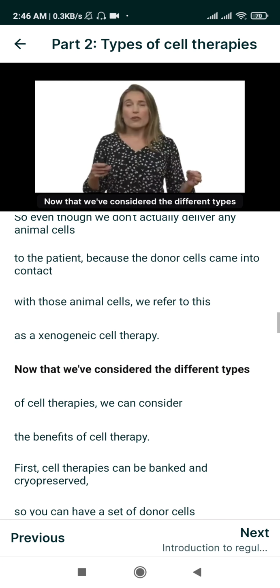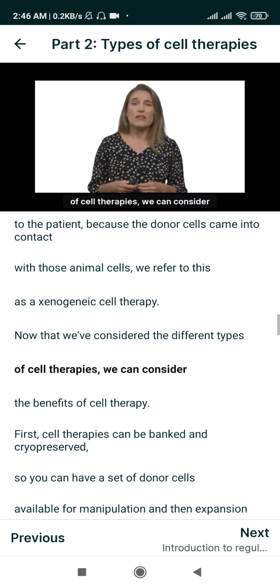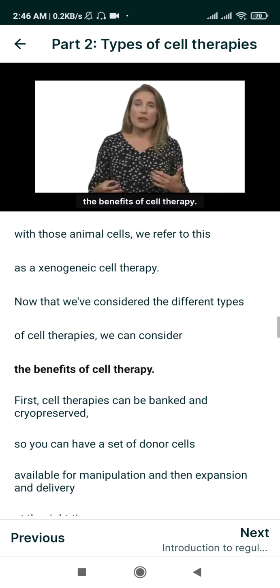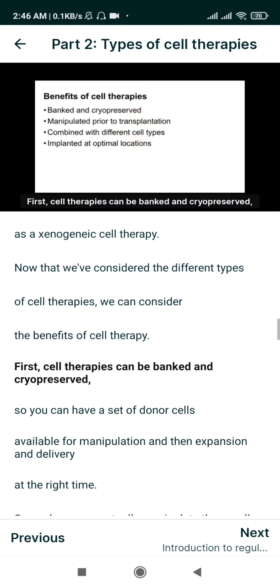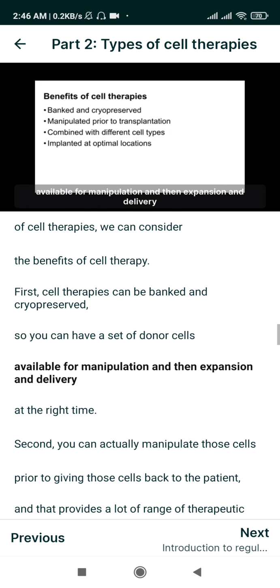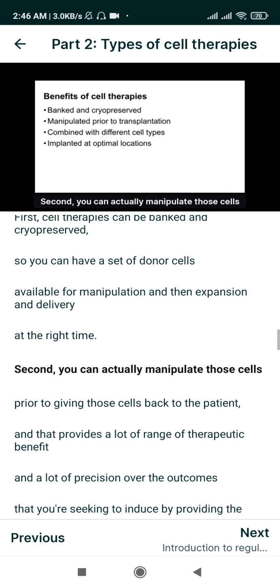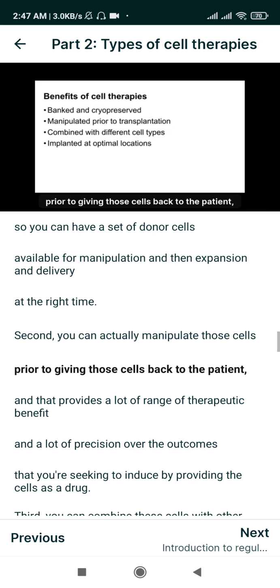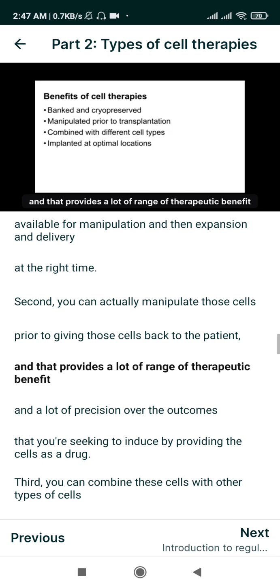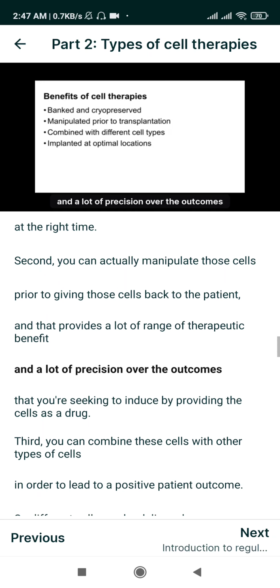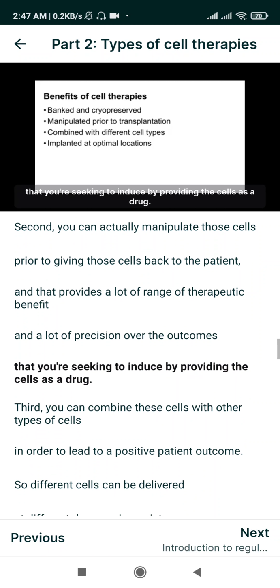Now that we've considered the different types of cell therapies, we can consider the benefits of cell therapy. First, cell therapies can be banked and cryopreserved, so you can have a set of donor cells available for manipulation and then expansion and delivery at the right time. Second, you can actually manipulate those cells prior to giving those cells back to the patient, and that provides a lot of range of therapeutic benefit and a lot of precision over the outcomes that you're seeking to induce by providing the cells as a drug.